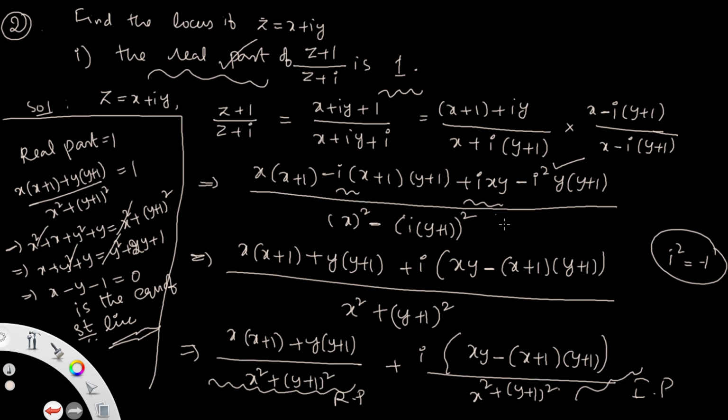In the same way, i as common, xy minus (x plus 1) into (y plus 1) by the denominator, that is x square plus (y plus 1) whole square. This is the real part and this is the imaginary part. Therefore, in the question it is given that the real part equals 1, so only the real part we have taken. Without i, x into (x plus 1) plus y into (y plus 1) by x square plus (y plus 1) whole square is the real part, and that should be equal to 1. Now simplify, then you get x minus y minus 1 equal to 0.